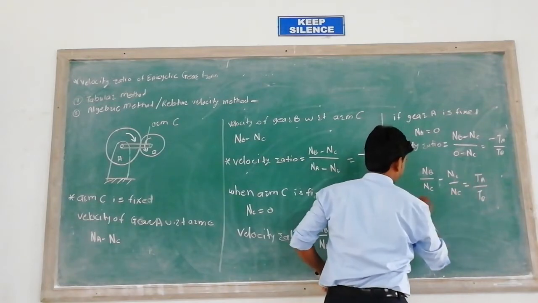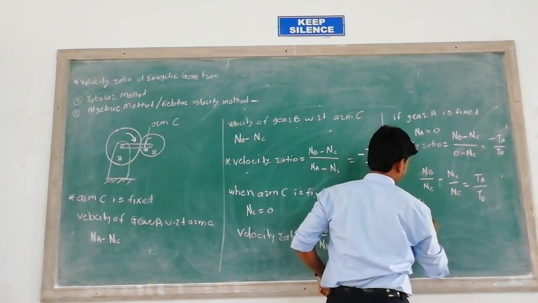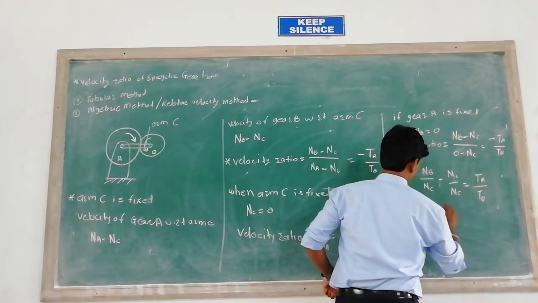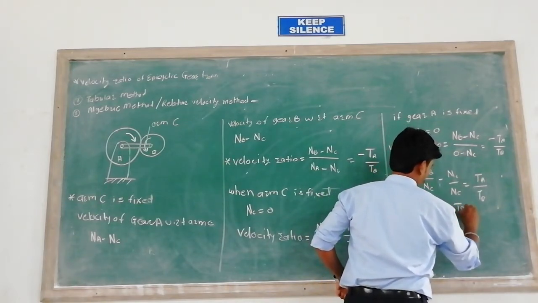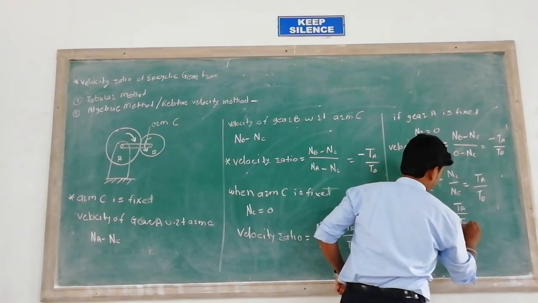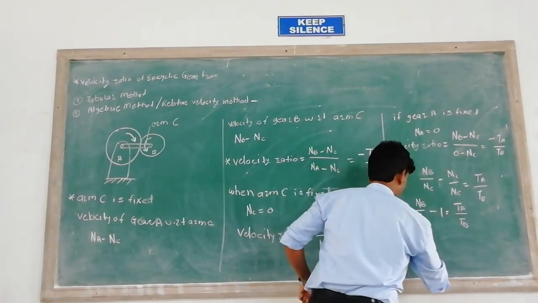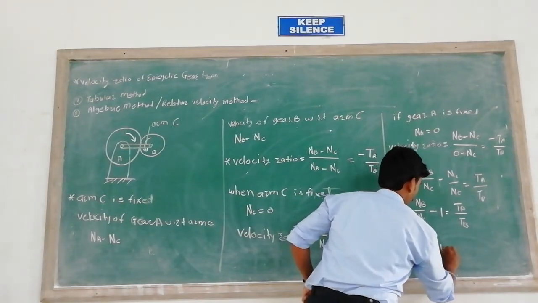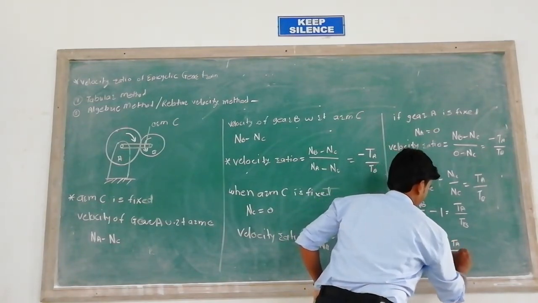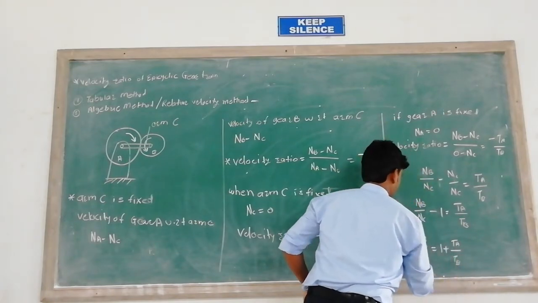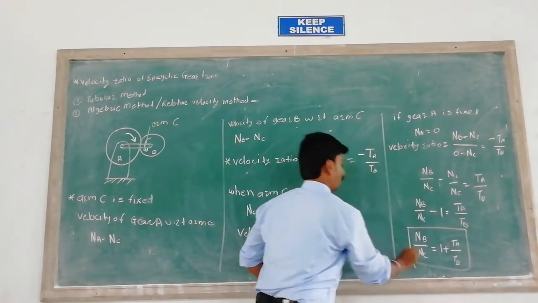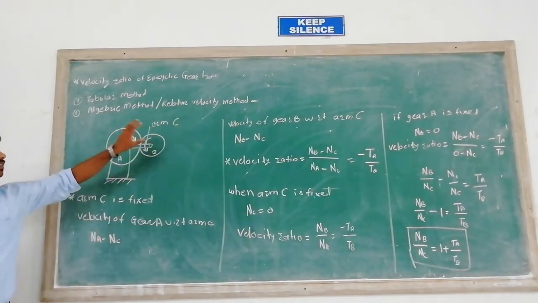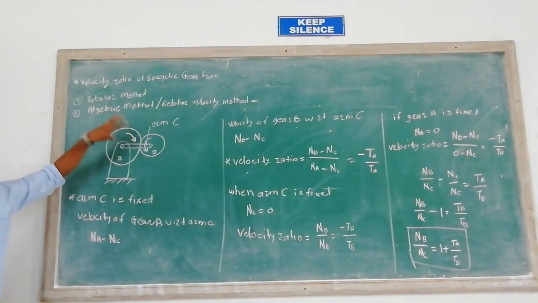NC is equal to 1, that is NB divided by NC minus 1 is equal to TA divided by TB, and NB divided by NC is equal to 1 plus TA divided by TB. And this is the formula for velocity ratio for epicyclic gear train when gear A is fixed.